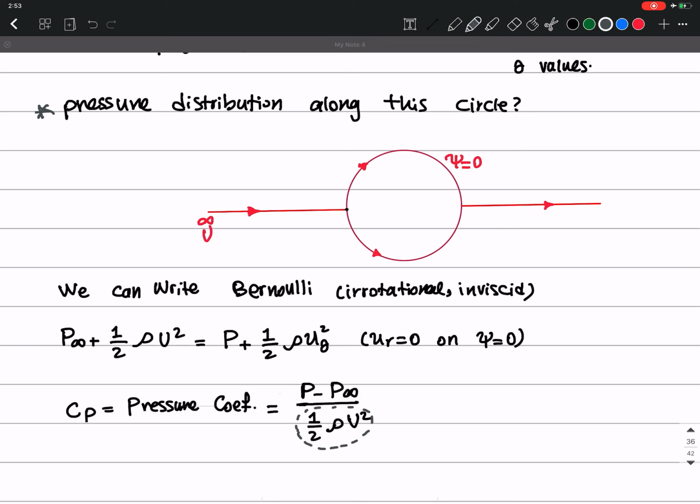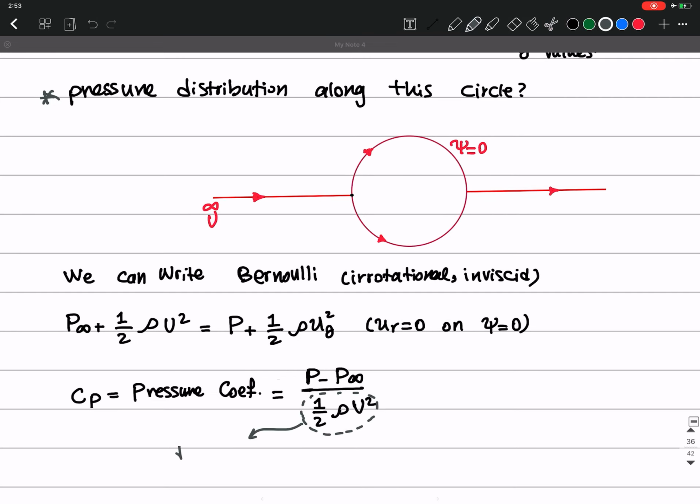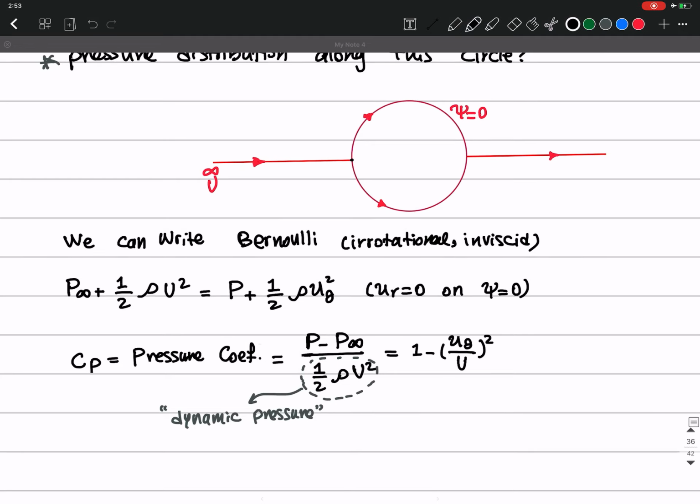And remember, this is what we call dynamic pressure. Its dimension is pressure, but it depends on the velocity, so we call that dynamic pressure. And from this equation, we know (P minus P infinity) over (1/2 rho U squared) is going to be 1 minus (U theta over U) squared. Okay?